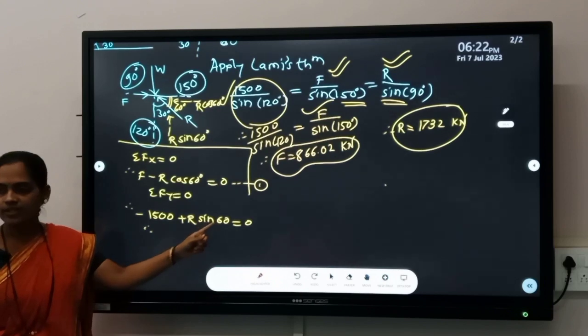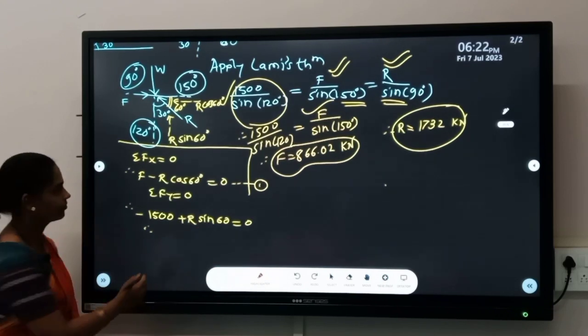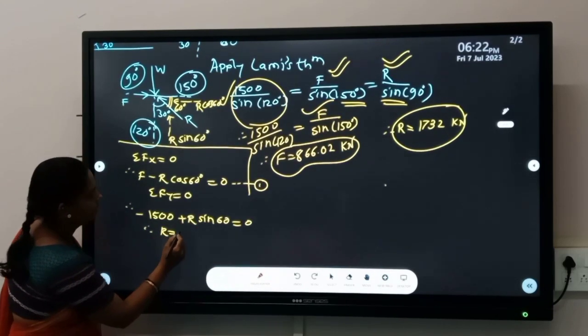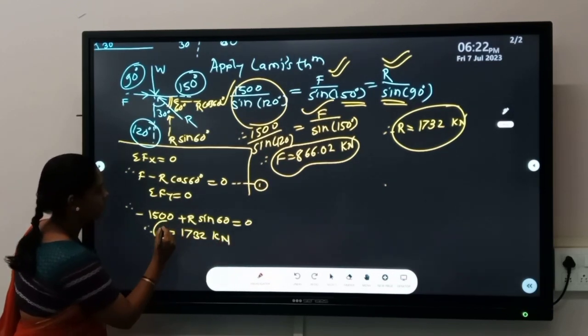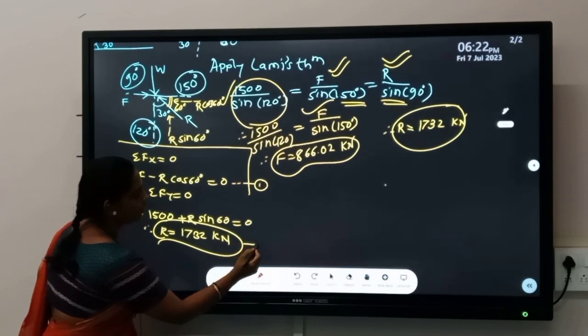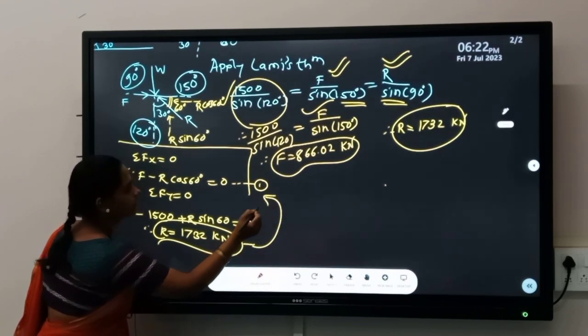Therefore, you can calculate the value for R here. 1500 divided by sin of 60. Therefore, R becomes 1732 kilonewton.